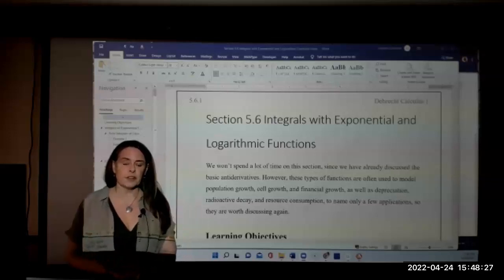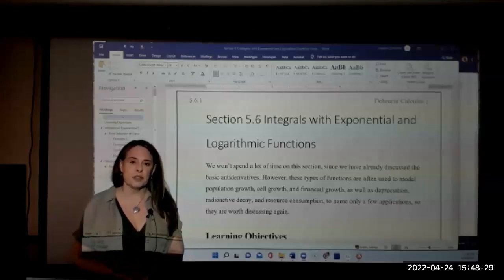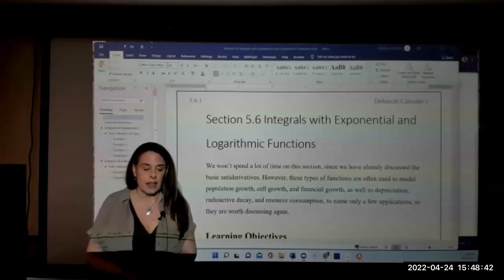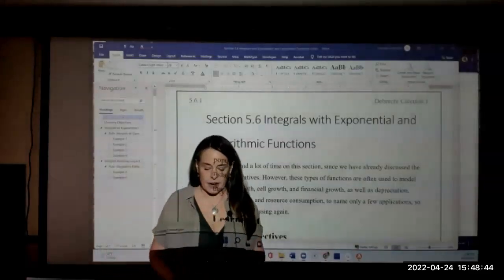In the previous section, we mostly talked about U substitution. In this section, we're going to be talking about integrals with exponential and logarithmic functions, but we're still going to be using U substitution to solve most of the problems. Let's take a look and get started now.